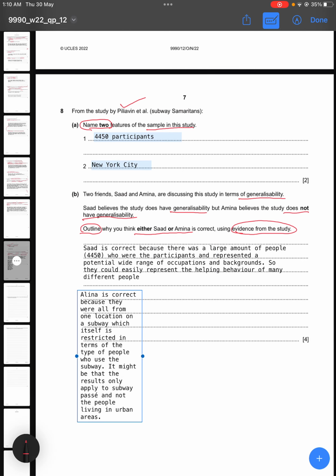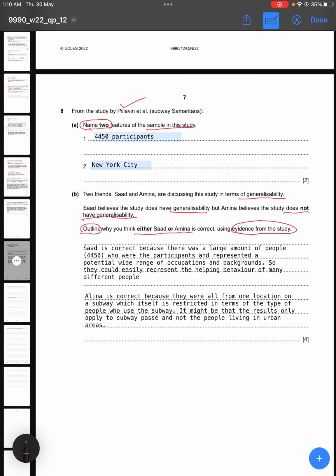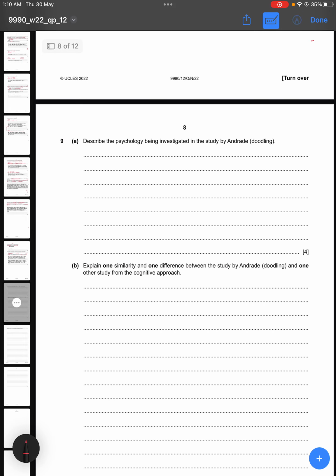So that is why the study is not generalizable. Question number 9 says, describe the psychology being investigated in the study by Andrade.